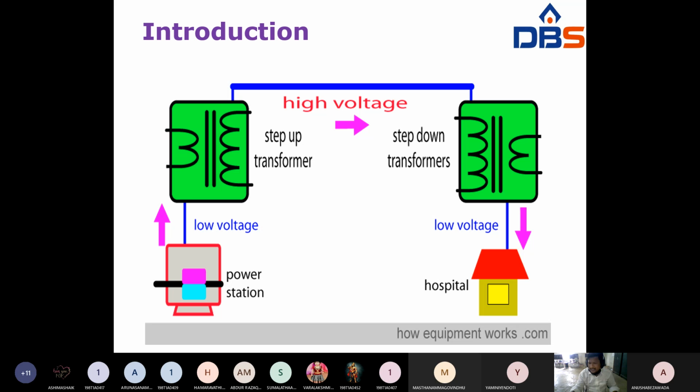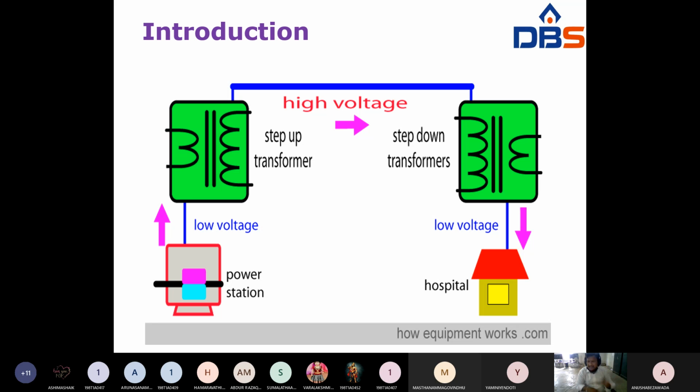11 kV by 440 volts is given to the small cottage industries. Otherwise, for three-phase agriculture purposes, three-phase motors, where three-phase supply is required, those industries may utilize the 440 volts supply. Otherwise, single phase supply is what our houses require, 230 volts, right? That's why nearby our houses, the transformer rating is 11 kV by 230 volts, a step down transformer.